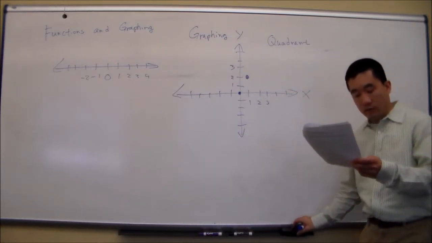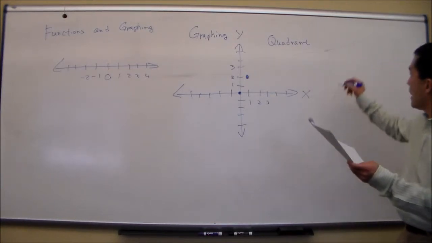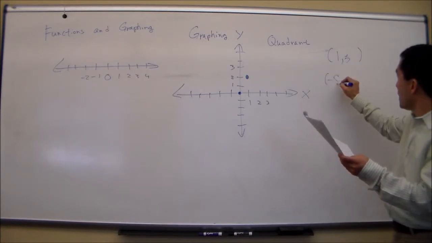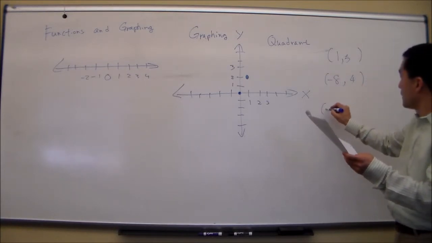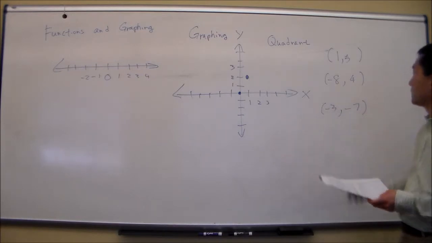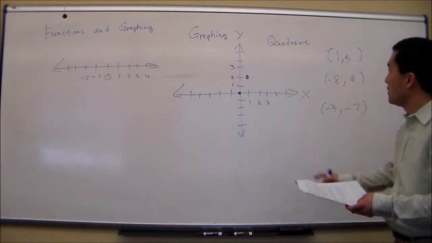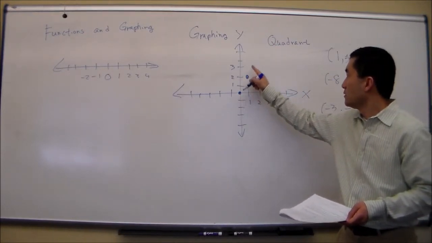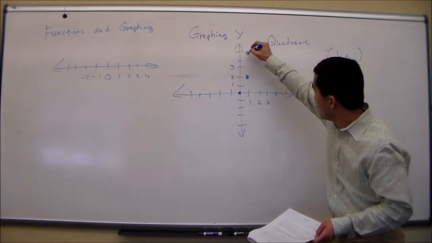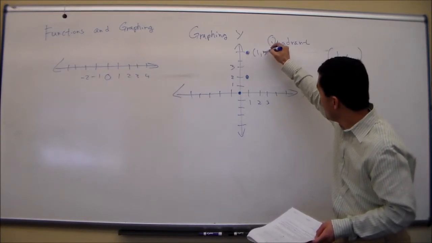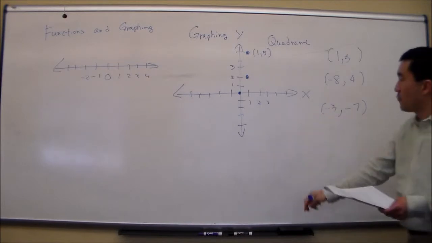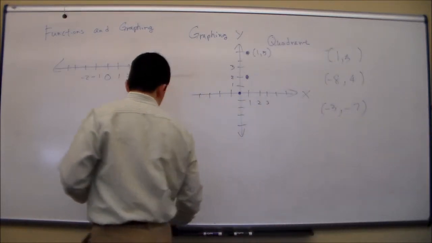So let's practice graphing some points. I'll do, say, 1 and 5, negative 8 and 4, negative 3 and negative 7. So 1 and 5 would be 1, 2, 3, 4, 5 up here. That'll be 1 and 5. Negative 8 and then the 4. So I need to draw a point where it's negative 8. Extend this a little bit more.